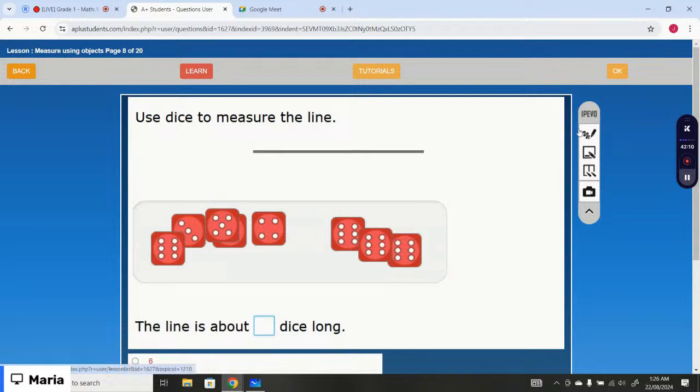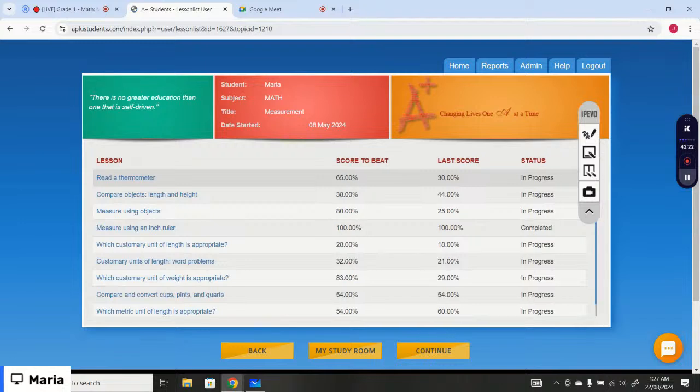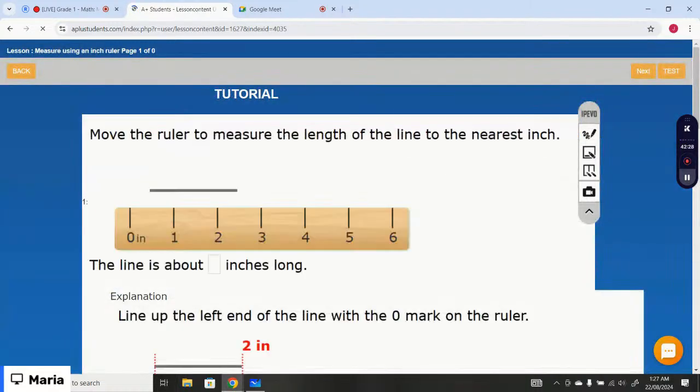We are not measuring the lines. We are just guessing the answers, right? So basically, the concept is how do you measure a line with the dice, right? You can just keep placing the dice along the line and then you have to see how long it is. Okay, now let's start with the next lesson, that is measure using an inch ruler.